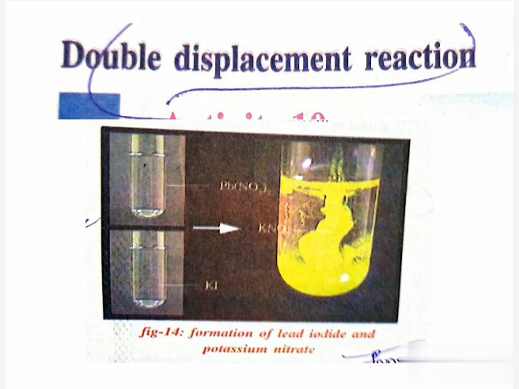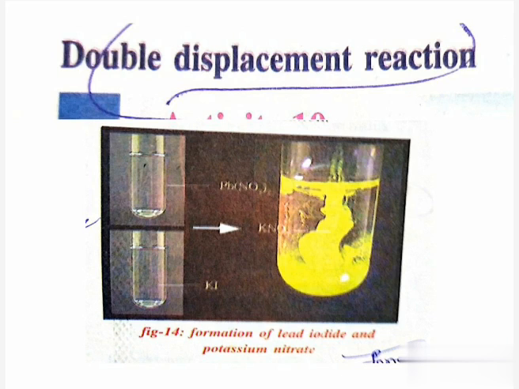The yellow colored substance which is insoluble in water that is formed is called a precipitate. That is lead iodide. The yellow colored substance which is insoluble in water and was formed is nothing but lead iodide, and it is called the precipitate.